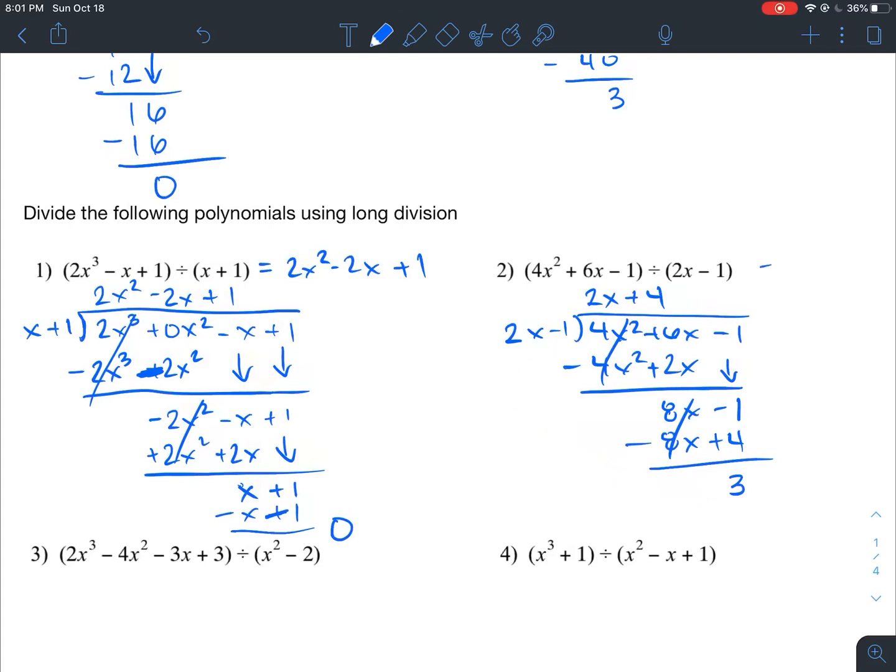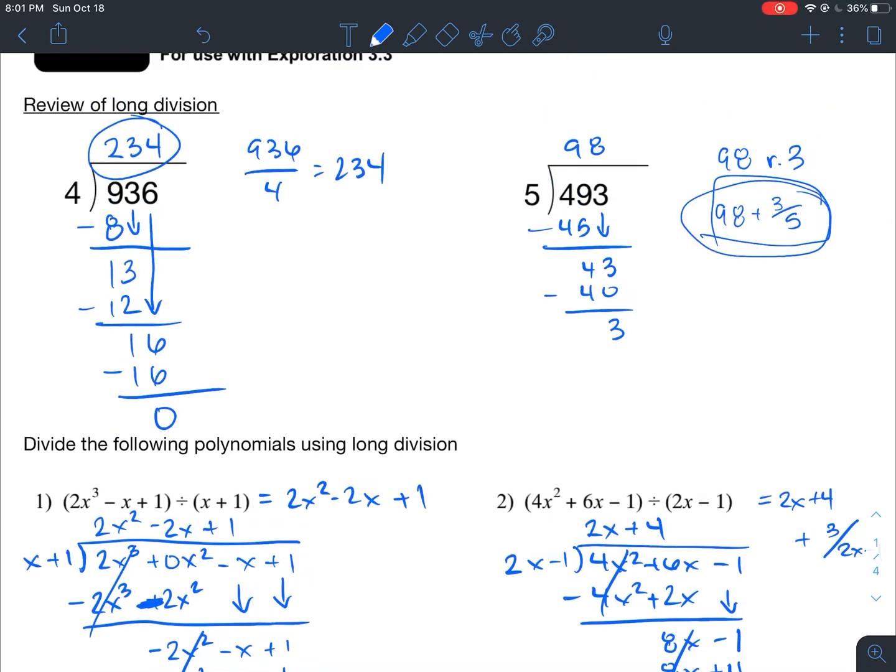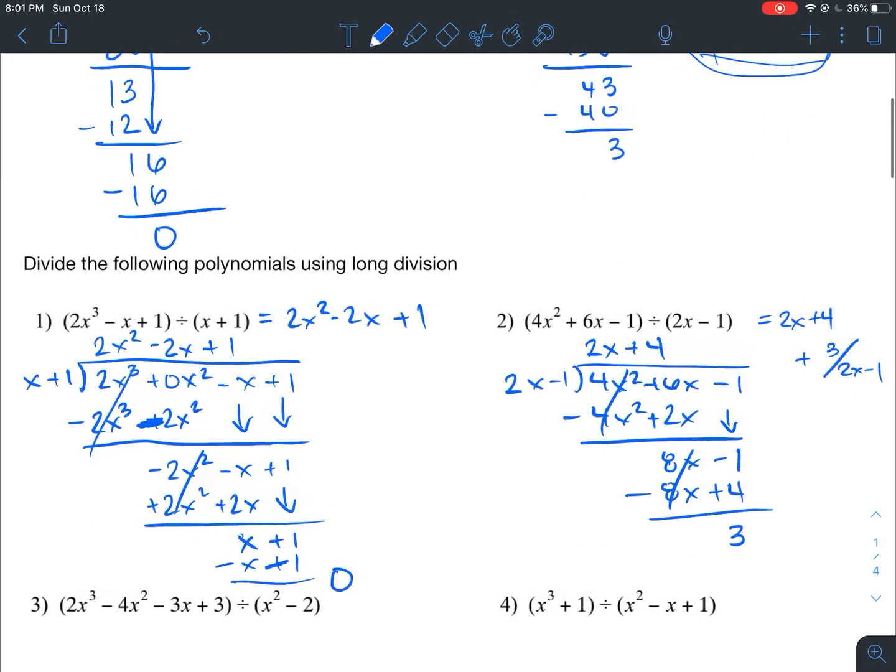So our answer here would be 2x plus 4 plus 3 divided by 2x minus 1. And that's what we did up here, right? We took the remainder, which was 3, and we divided it by that. That's our remainder. So 2x minus 1 does not divide evenly into this polynomial right here. We're left with a remainder.